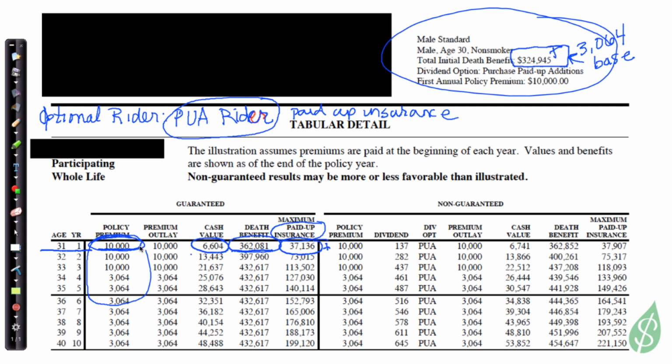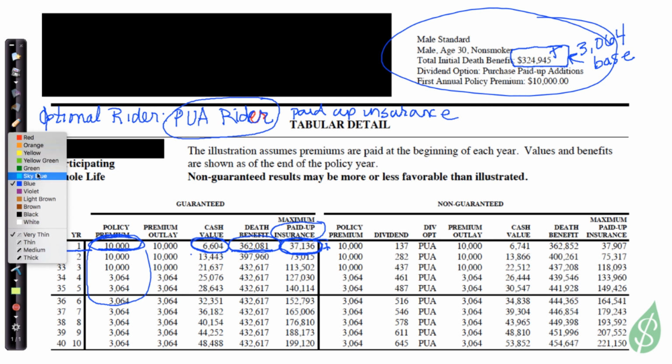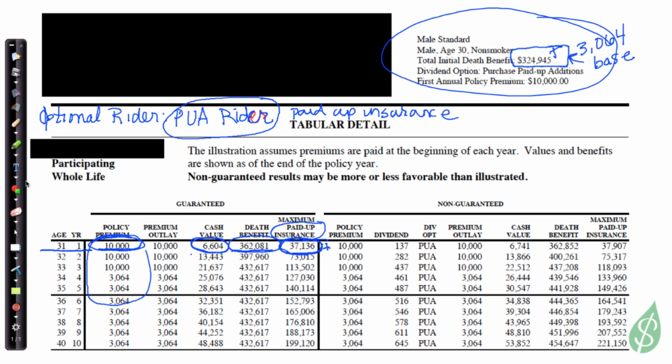So by putting that paid up additions insurance rider on there, he got some paid up insurance that bought him a little bit of death benefit, but also gives him cash value with the company. Now, when he has cash value, then he can start to use the policy to borrow from that cash value, like we talk about in the Perpetual Wealth Code.